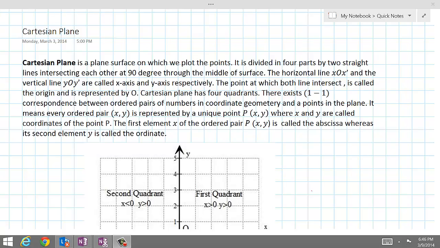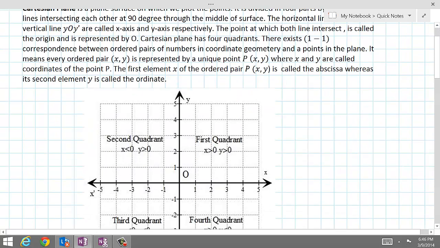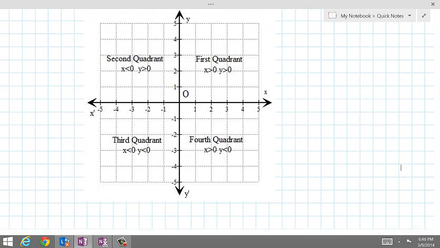There exists a 1:1 correspondence between ordered pair of numbers in coordinate geometry and points in the plane. What it really means is that for every pair of ordered numbers, there is a point in the Cartesian coordinate plane. The first number of the pair is called abscissa, and the second number of the pair is called the ordinate. Let's get started with the Cartesian plane here. We can see here this is a Cartesian plane.